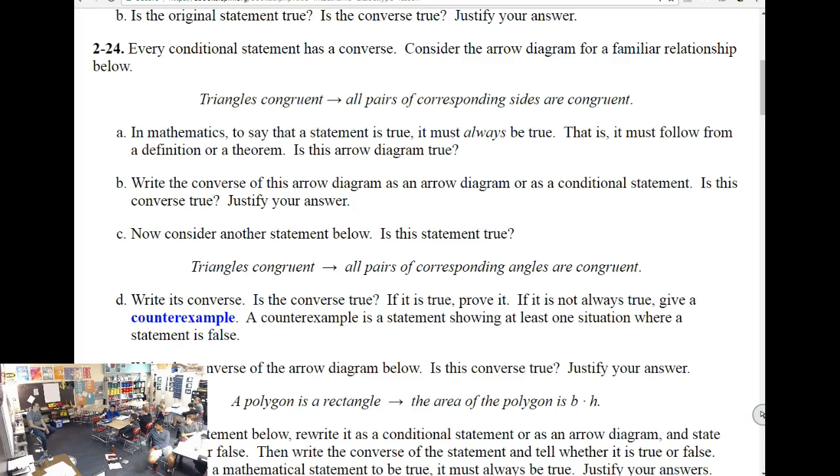So, if in triangles, all corresponding sides are congruent. Yeah, so sorry, we're right here. So if we flip this to the converse, we'd say like, if in a triangle, all corresponding sides are congruent, then the triangles are congruent. Is that true? Yeah. If the triangles aren't congruent, would corresponding sides not be congruent?